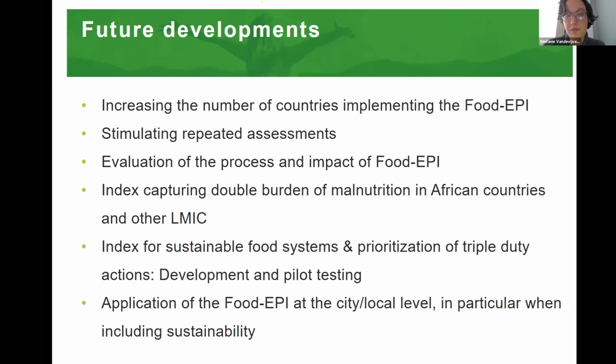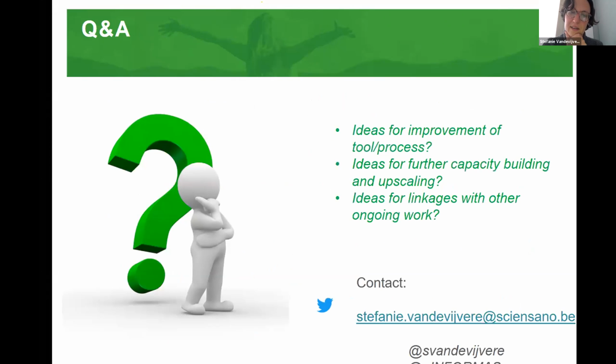And have a think about applying the Food-EPI at the local level a bit more, like Canada has done. But then it would be interesting to include sustainability, as cities are really at the forefront of sustainable food policies, and merging that with the food environments would be quite interesting. So that's really it, I think, for now.